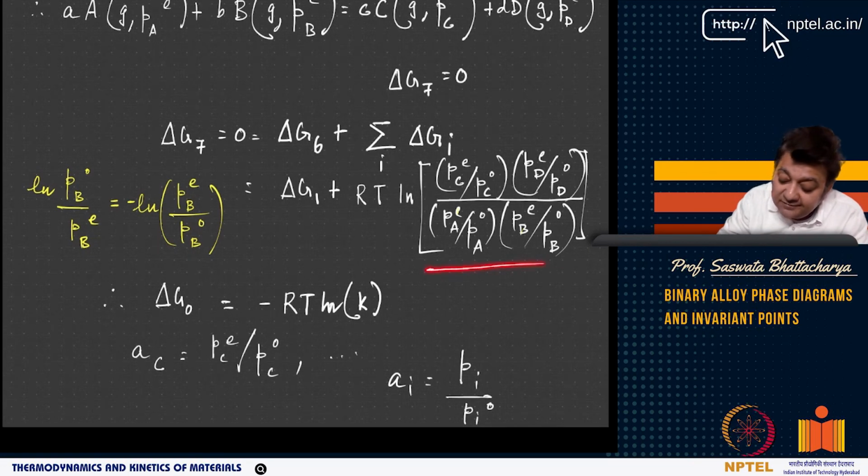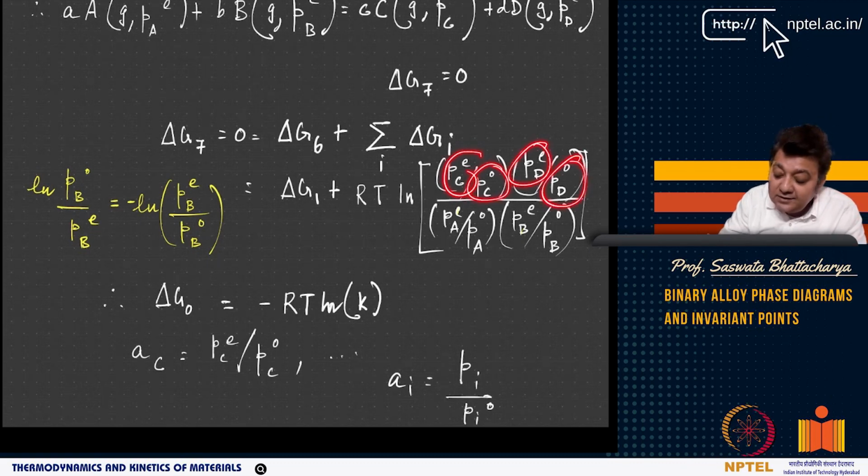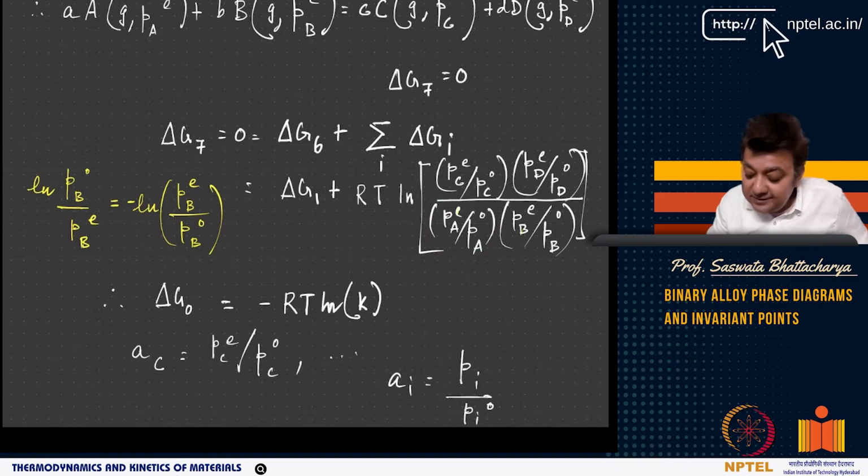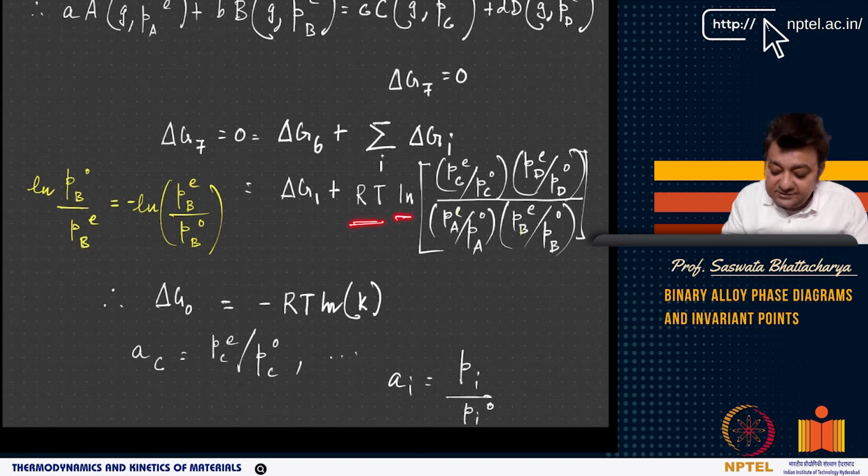So if you now rearrange, you get this relation. You have in the numerator PC equilibrium by PC naught and PD equilibrium by PD naught, and in the denominator PA equilibrium by PA naught and PB equilibrium by PB naught, right? And there is an RT ln, right? And delta G6 is nothing but delta G1. So as you can see here, now delta G1, whatever you call it, you can call it delta G1.